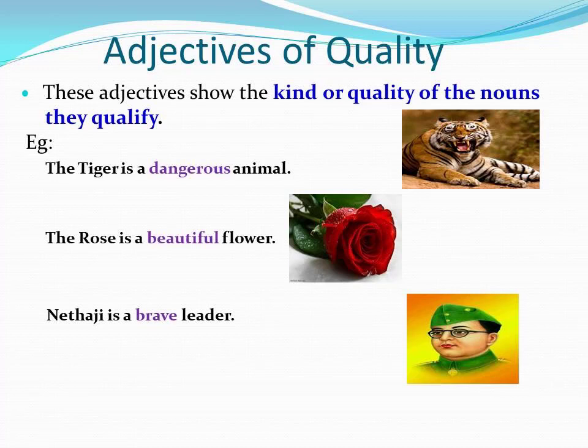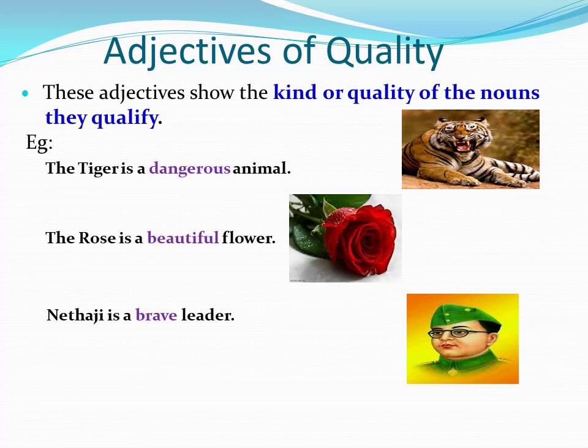For example, the tiger is a dangerous animal. In this sentence, dangerous is adjective. It qualifies the noun tiger, and it also describes what kind of animal it is. In the next sentence, the rose is a beautiful flower. In this sentence, beautiful is adjective. It qualifies the noun rose, and it also describes the quality of rose.